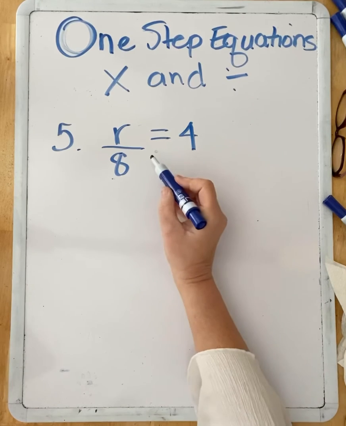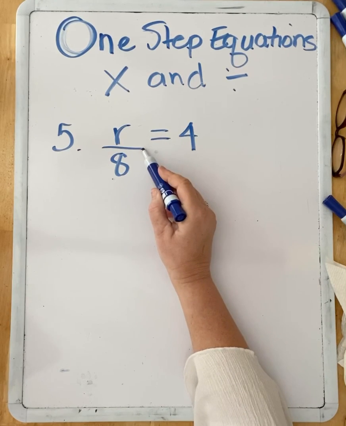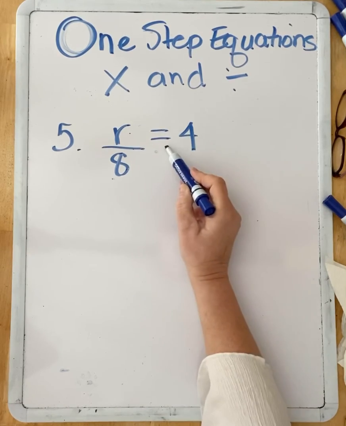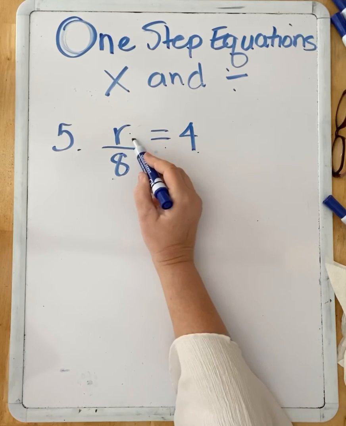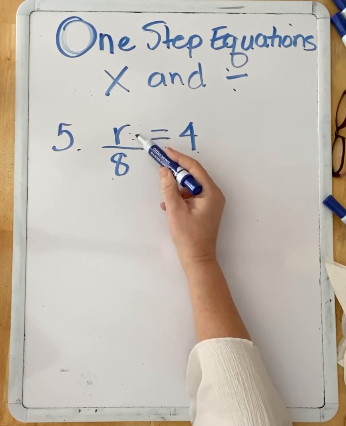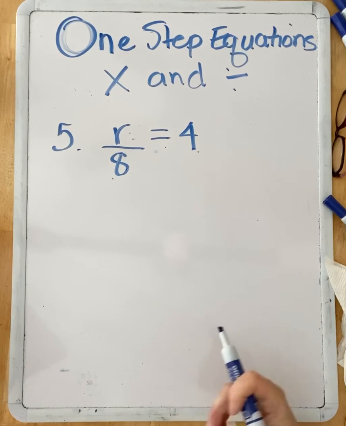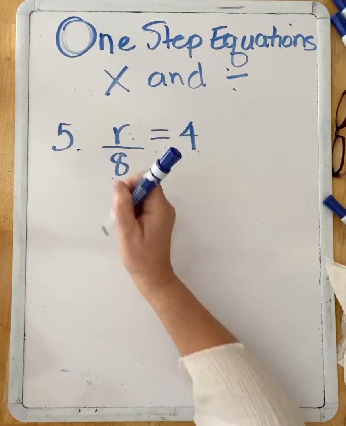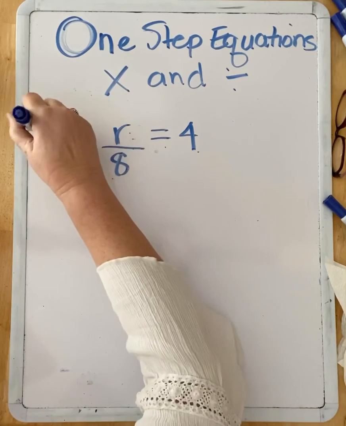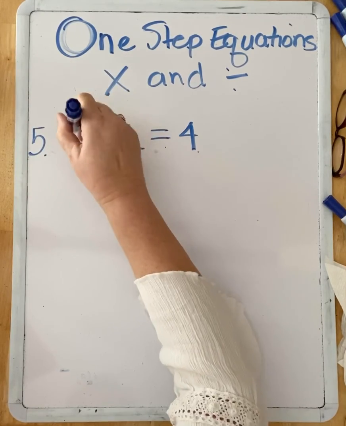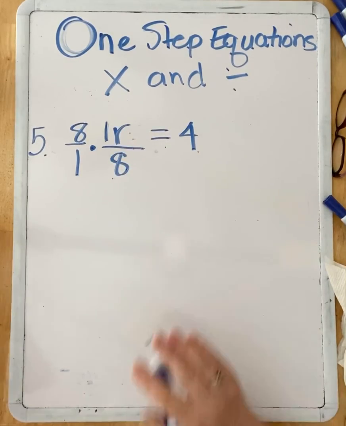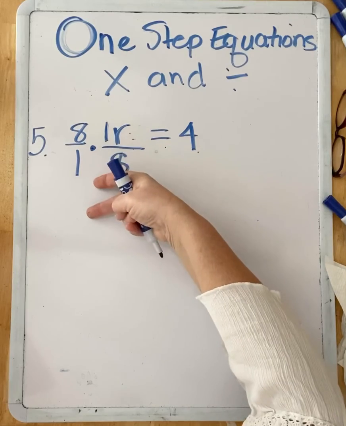We've discussed before that this fraction bar means division. So r divided by 8 equals 4. r is my unknown. Because I'm using division here, I need to use multiplication to create the identity property of multiplication. So instead of dividing as I did in the last one, I'm going to multiply times 8 over 1, because basically this is 1 over 8. So I'm going to multiply by the reciprocal.